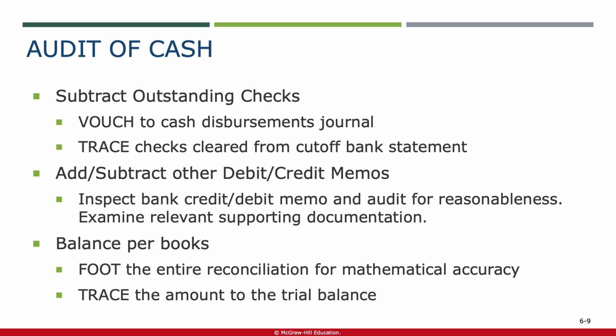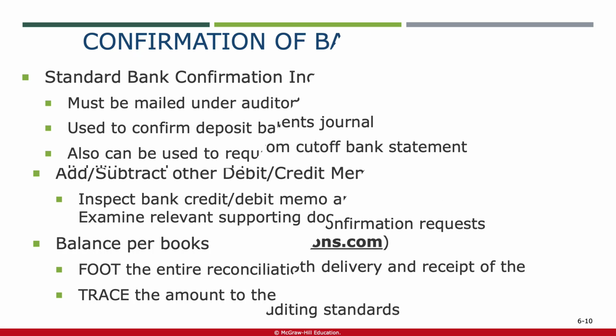Verifying the book balance is the final step in the audit of cash. Once the auditors review the bank reconciliation prepared by the client, the auditor will ensure that the reconciliation is mathematically accurate and trace the general ledger cash balance to the trial balance.